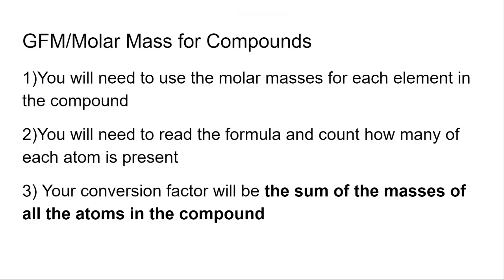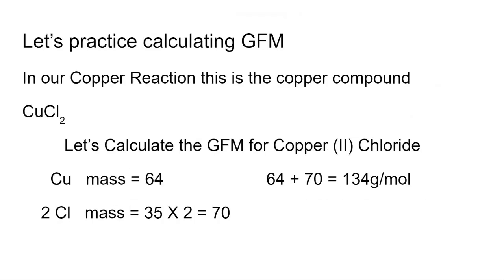And you're going to make a conversion factor out of this that is the sum of the masses of all the atoms in the compound. So let me show you what I mean. Say I get a question that says, what's the gram formula mass of copper(II) chloride? I first have to write the formula correctly. I have to know that this Roman numeral is the +2 charge on the copper, and then balance that ionic formula and make sure I know that this is 1 copper and 2 chlorines.